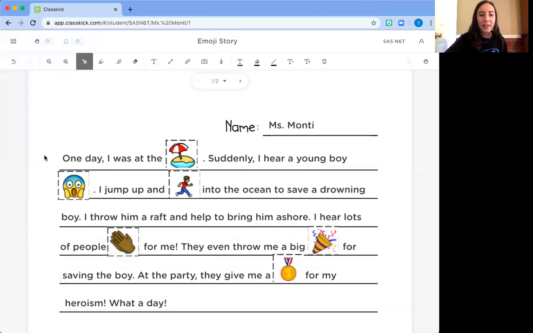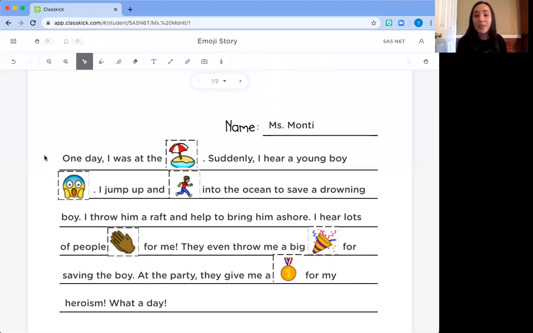So now I've written my story, I've put my emojis into my story, and now let's read it all together. One day, I was at the beach. Suddenly, I hear a young boy scream. I jump up and run into the ocean to save a drowning boy. I throw him a raft and help to bring him ashore. I hear lots of people clapping for me. They even throw me a big party for saving the boy. At the party, they give me a medal for my heroism. What a day.